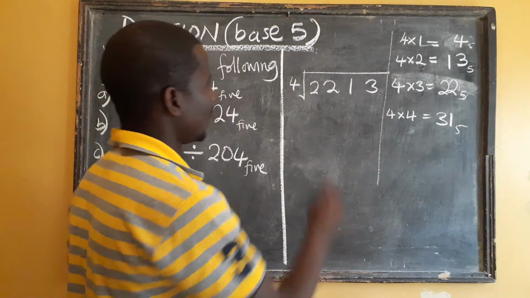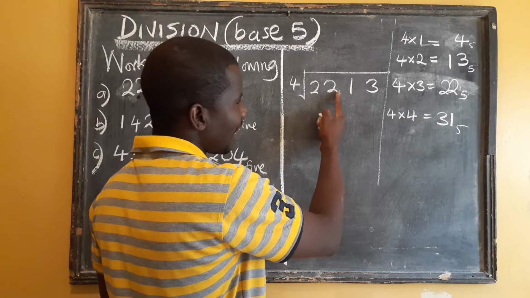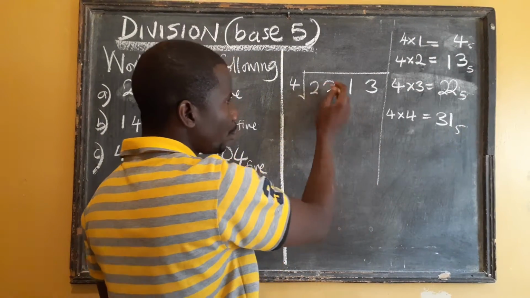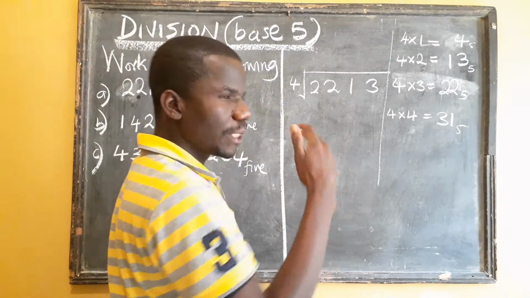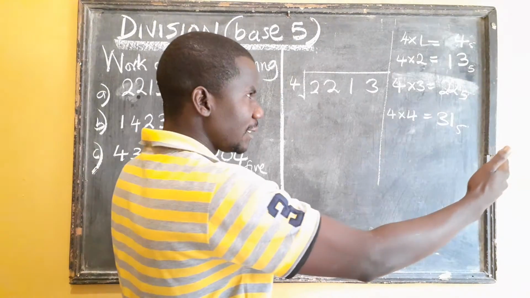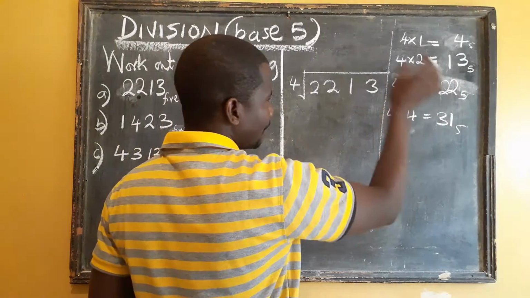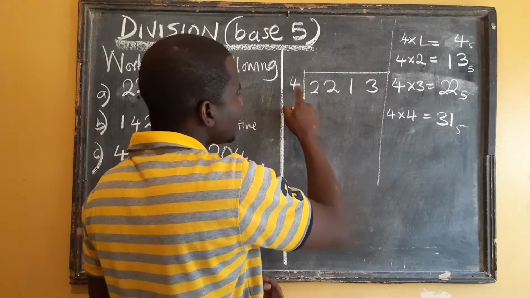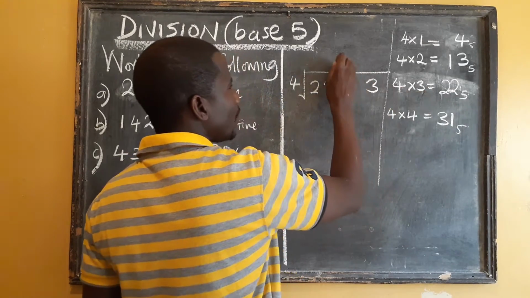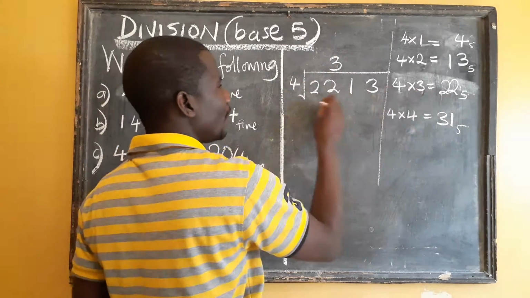So we just now come here and begin to say, can 4 go into 2? No. Then we come and check these numbers here. Do we have 2? Yes. If we do not have it, we look at the smaller number which is closer to 2. In this case we have 2. So how many times does 4 go into 2? It came from 4 multiplied by 3, so it will be 3. When you multiply this 3 by 4, we already got it there.